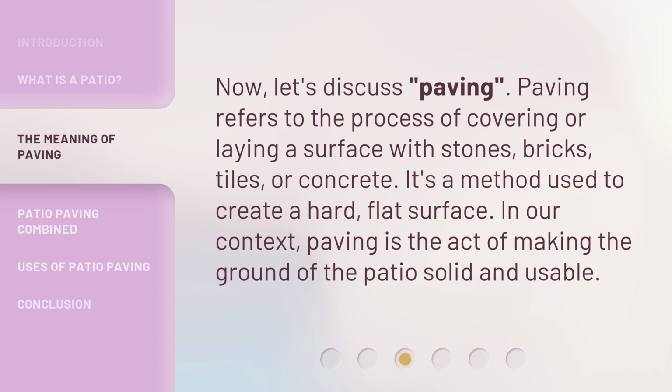Now, let's discuss paving. Paving refers to the process of covering or laying a surface with stones, bricks, tiles, or concrete. It's a method used to create a hard, flat surface. In our context, paving is the act of making the ground of the patio solid and usable.